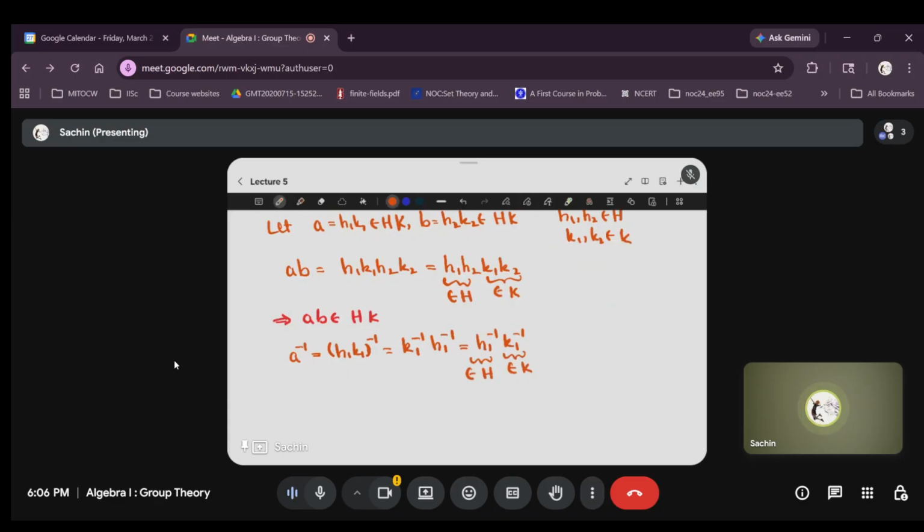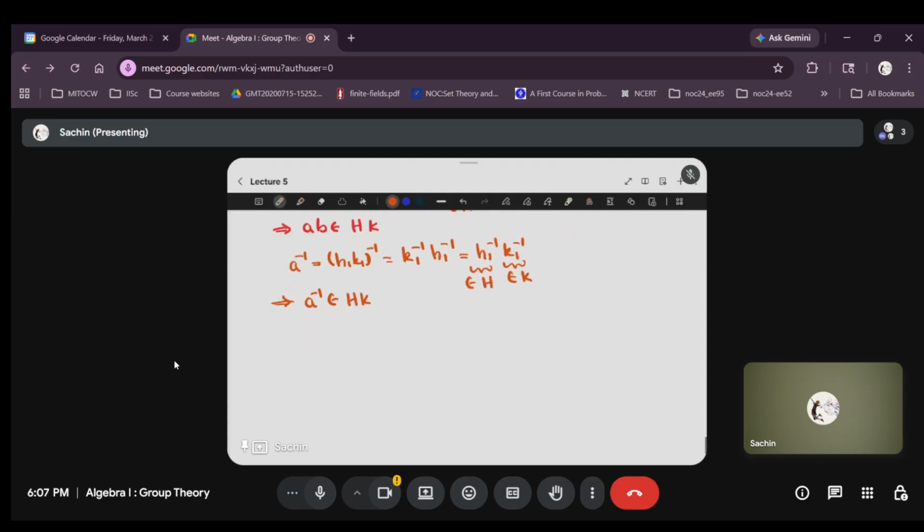So this implies A inverse belongs to HK. So by the two-step subgroup test, HK is a subgroup of G if G is abelian.